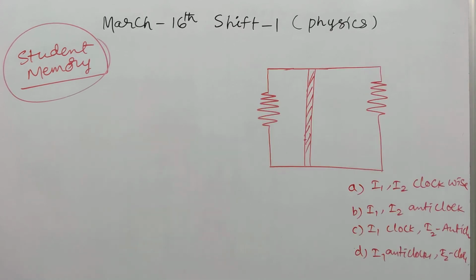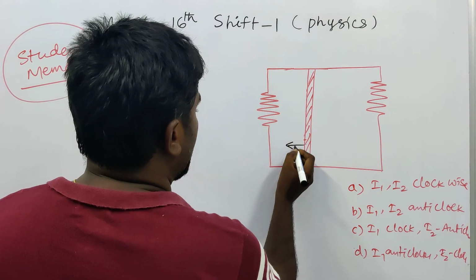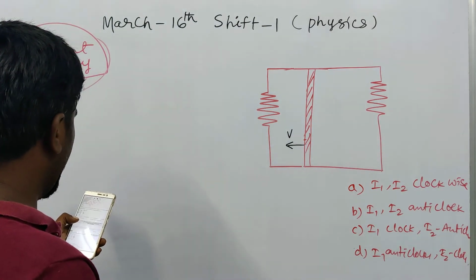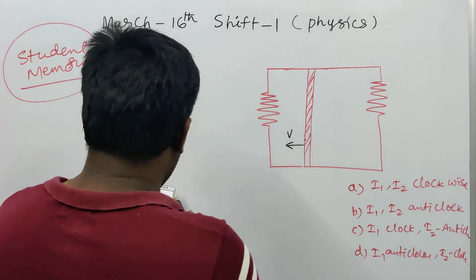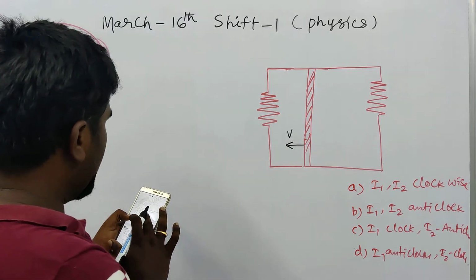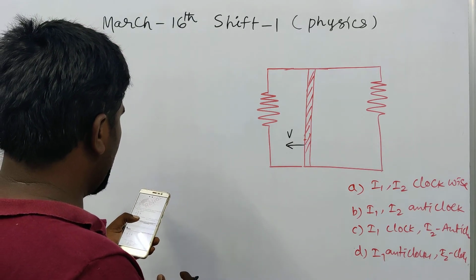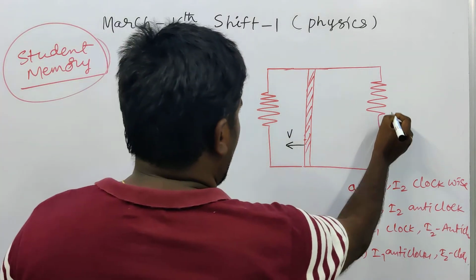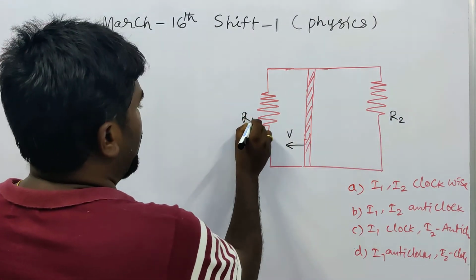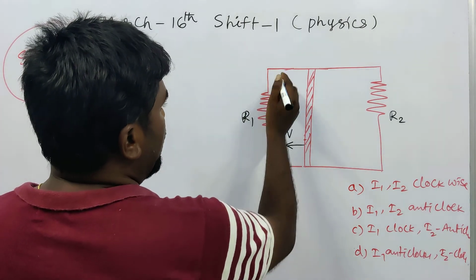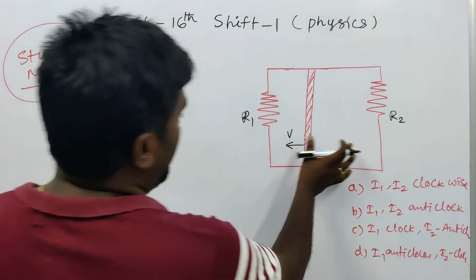Here is one more question from electromagnetic induction. If a resistance-less rod is moving with a constant velocity v as shown in the figure, and there is a magnetic field, then find the direction of the current I1 and I2 in the resistances R1 and R2. This is the R2 resistance and this is the R1 resistance, and now we have to find the directions of the currents I1 and I2.